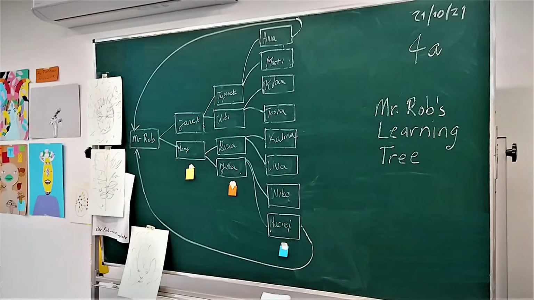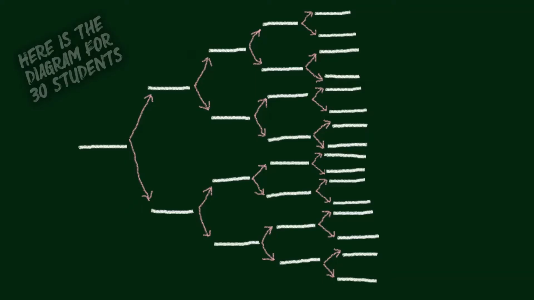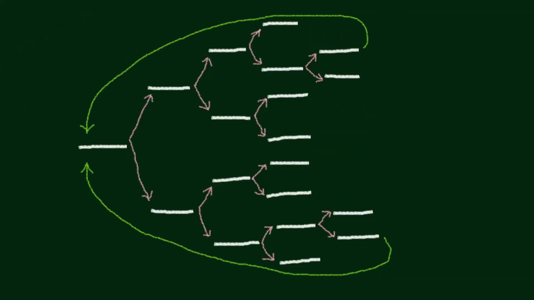So to recap, the teacher teaches the first pair of students on the diagram. Each of those students teaches the next pair of students on the diagram next to their name. Then each of those students teaches the next 2 students, following the names written on the tree diagram on the chalkboard until everyone in the class has been taught.